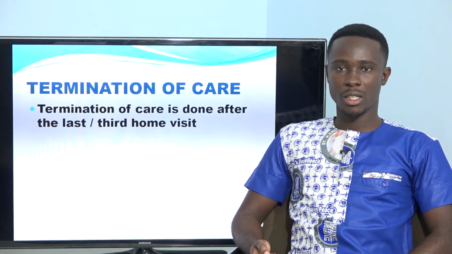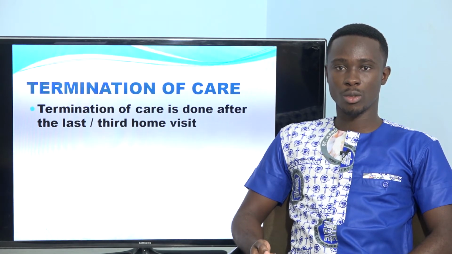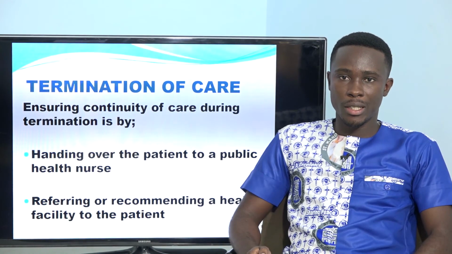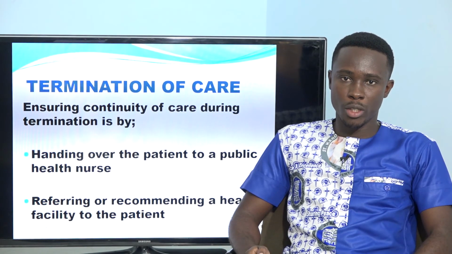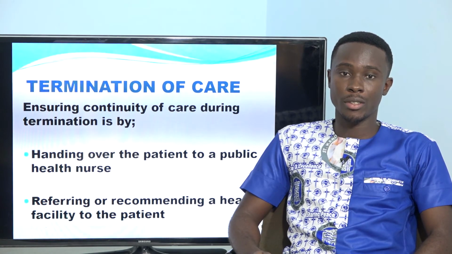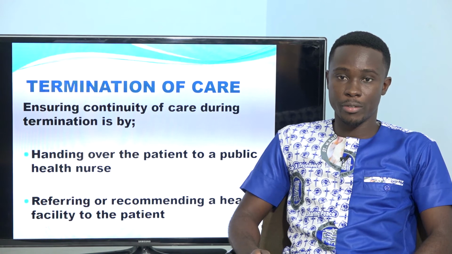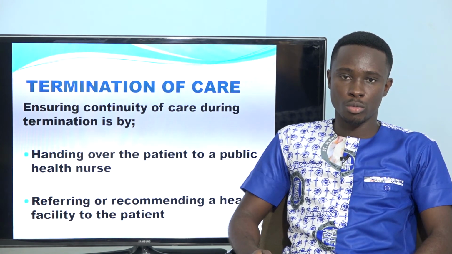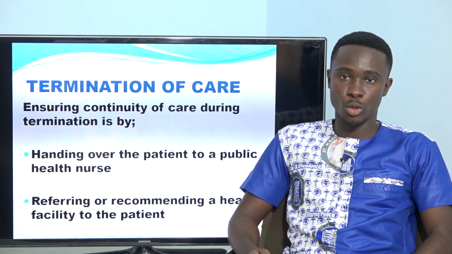Termination of care is done after the last or third home visit. We normally do termination of care at the end. Previously, under Chapter 4, we looked at ensuring continuity of care, and we do this by handing over the patient to a public health nurse or referring or recommending a health facility to the patient. This is done to ensure continuity of care, to make sure that the patient is in good hands and will not relapse.